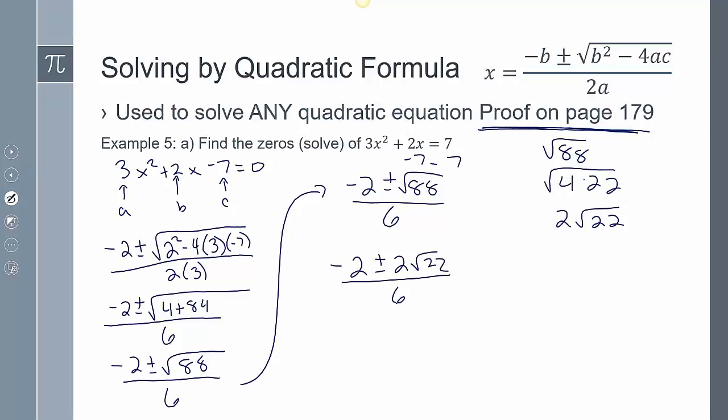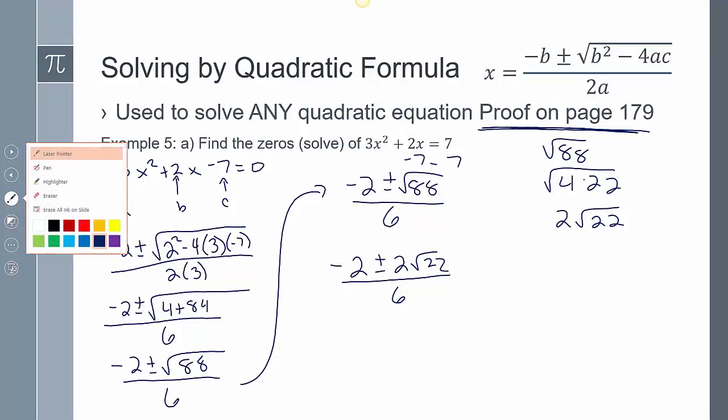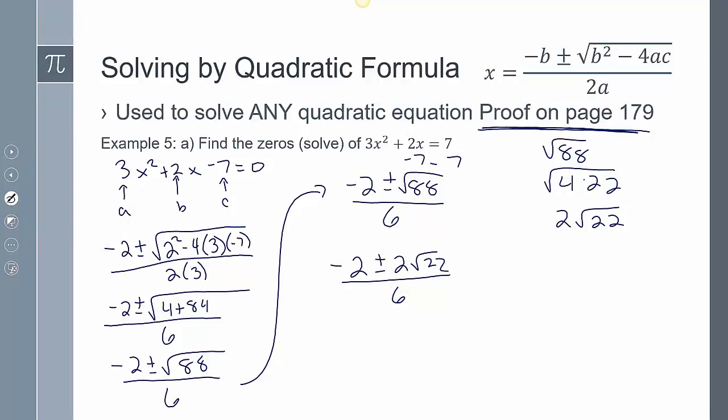Now you should notice that there's something in common here, right, between these values, but we can only reduce when we have common factors. So I have to factor out a 2, so I get negative 1 plus or minus the square root of 22. And then I can break the 6 into 3 and 2. And so now those 2's will cancel out. And so I have negative 1 plus or minus the square root of 22 all over 3.